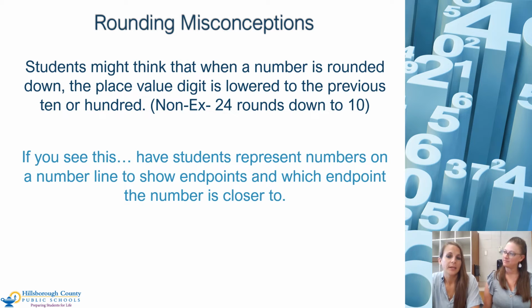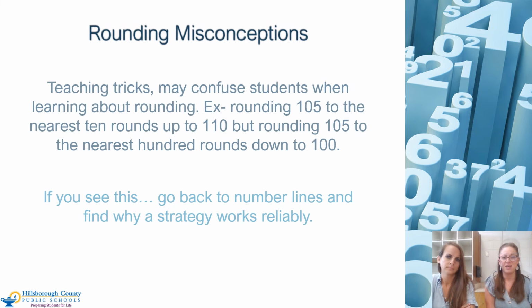So a misconception that comes with rounding is students thinking that when a number is rounded down, the place value digit is lower to the previous 10 or 100. So for example, 24 rounds down to 10. If you see this, have your students represent numbers on a number line to show the different endpoints and which endpoint the number is closer to. That way they can see this number lies right between this endpoint and this endpoint, so I know I have to pick one of those to either round up or round down.